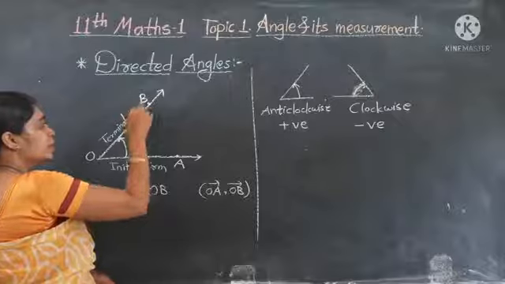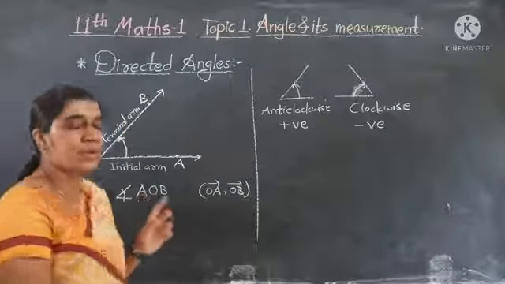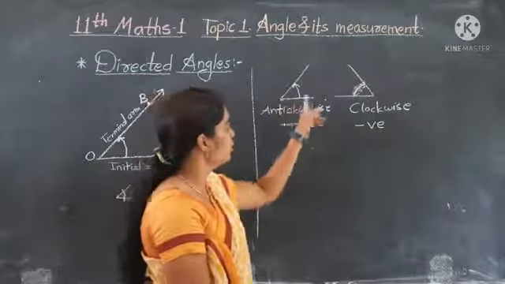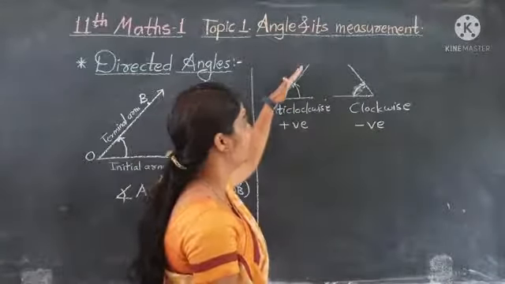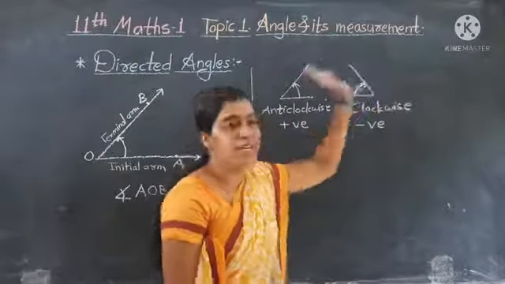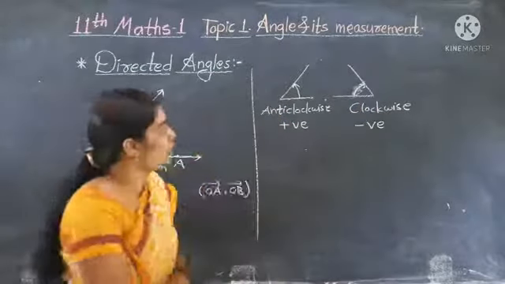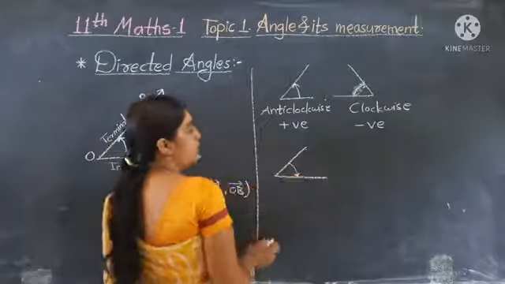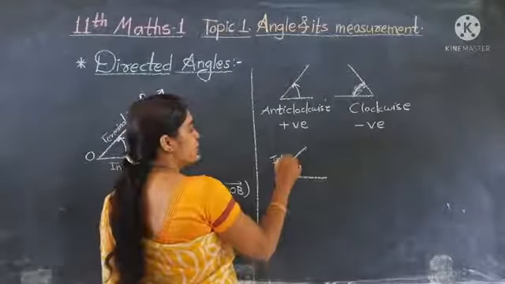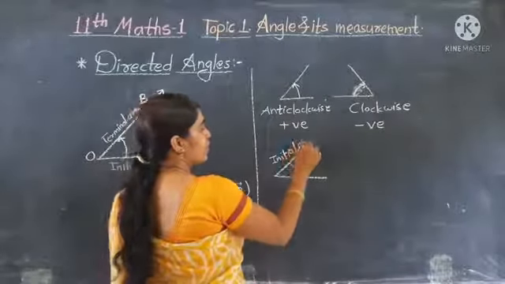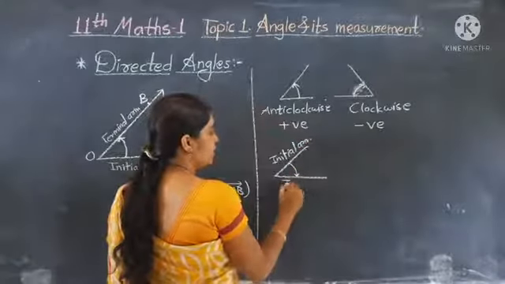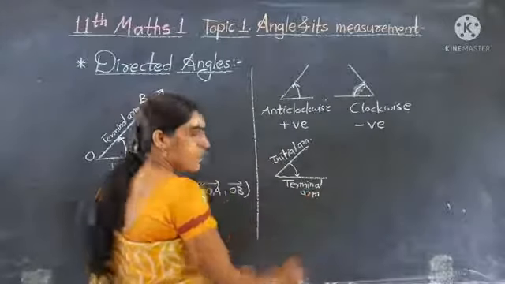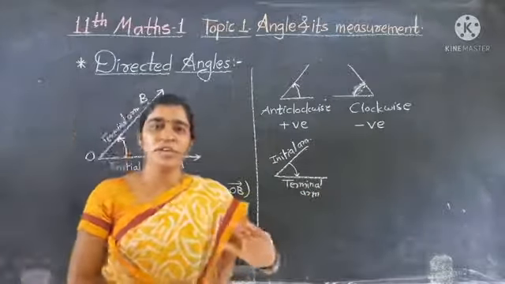Terminal arm. Okay. So this angle is formed. It's called a directed angle. Here this is the initial arm, this is the terminal arm. This is the initial arm, this is the terminal arm. Okay. If you measure in this way, same angle. If you measure in this way, here this is the initial arm and this is the terminal arm. Okay, understand which is the initial arm and which is the terminal arm.